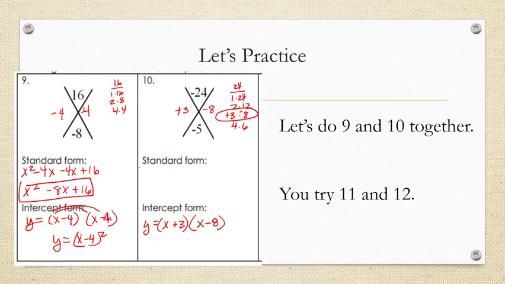Now to get standard form, you're going to take x plus 3 and multiply it by x minus 8. X times x is x squared. X times negative 8 is negative 8x. 3 times x is 3x. 3 times negative 8 is negative 24. Combine like terms: x squared minus 5x minus 24.